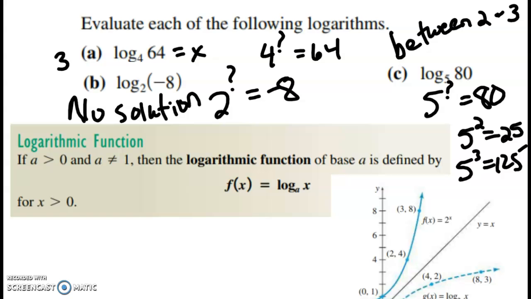But this is basically your log function like we've been talking about. We always have our base being bigger than 0 and not equal to 1, just like with our exponents. When we talk about an exponential function, our base was always bigger than 0 and not equal to 1. So it's that same thing. Our base of our exponent is our base of our log. Okay?